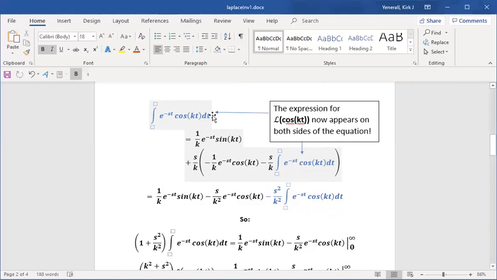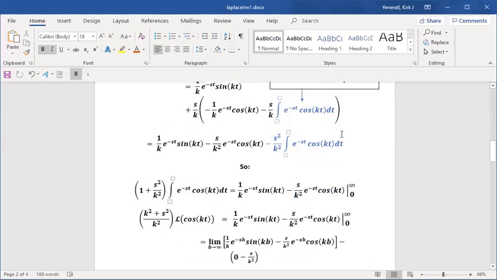So that expression for the Laplace transform of the cosine of kt now appears on both sides of the equation. And that suggests an algebraic route to solving for it. Because if the thing that we're solving for appears on the left and on the right, what we could do is add this expression from the right-hand side to the left-hand side of the equation.